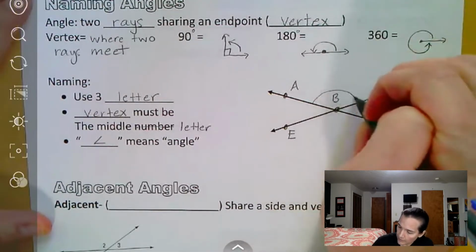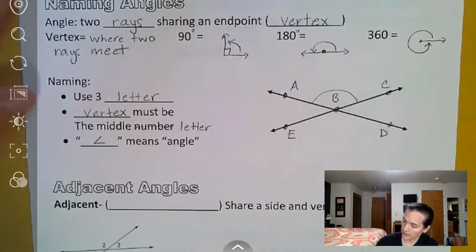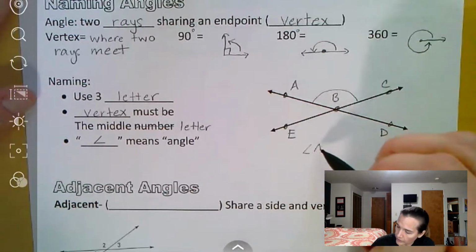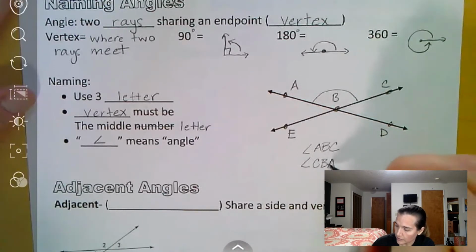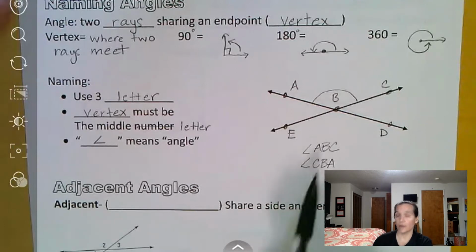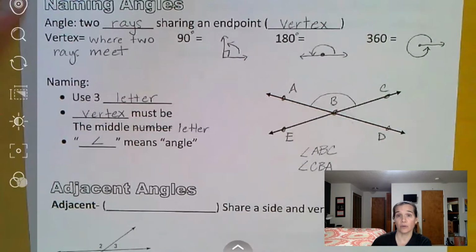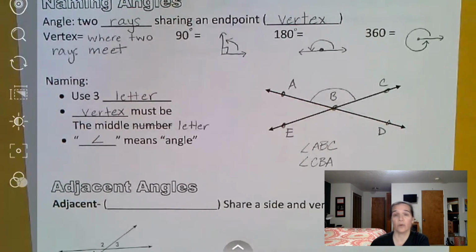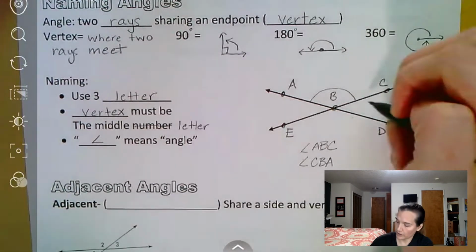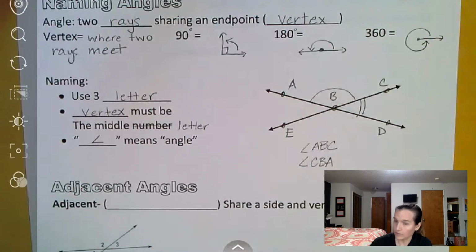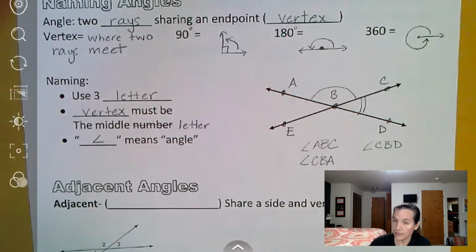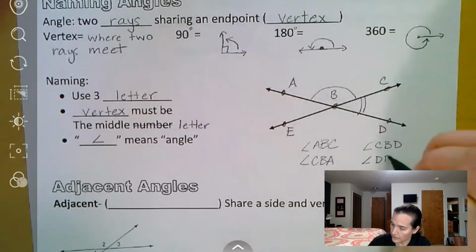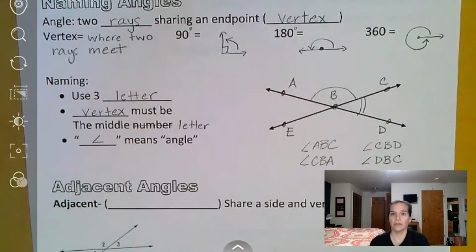If I wanted to name this angle right here, where the arc is, that one could be angle ABC, or it could be angle CBA. But notice either way, the B, the vertex, is the middle letter, and that's the way it has to be. The vertex is always your middle letter. If I wanted to talk about this angle here with a double arc, I could call it angle CBD, or I could call it angle DBC. Again, notice the vertex is that middle letter.